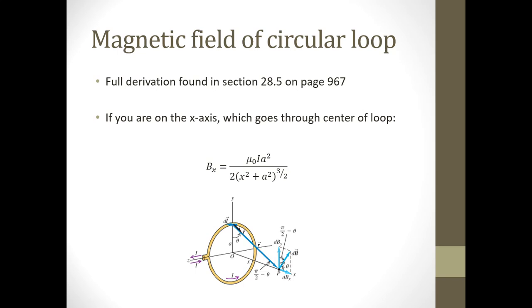Next, we're going to look at the magnetic field caused by a circular loop. I said in the last lesson we would maybe look at this, and we are going to look at it here. There is a full derivation that's found in your textbook, or you can look it up online.